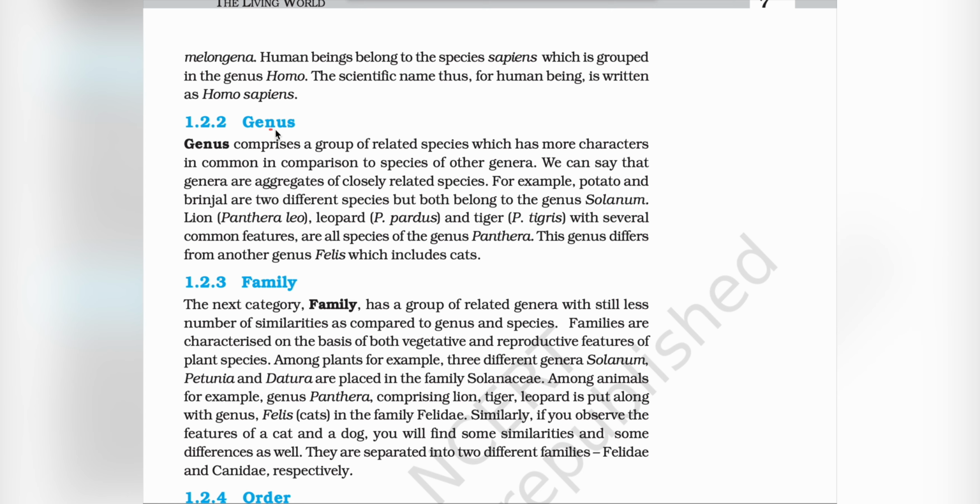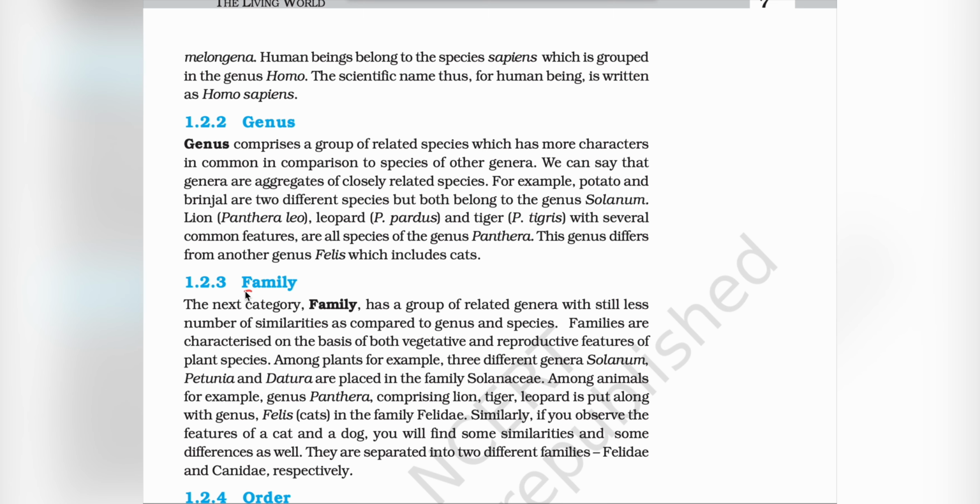The next category is genus. Genus comprises a group of related species which has more characters in common in comparison to species of other genera. We can say that genera are aggregates of closely related species. For example, potato and brinjal are two different species but both belong to the genus Solanum. Lion, Panthera leo, leopard, Panthera pardus and tiger, Panthera tigris, with several common features, are all species of the genus Panthera. This genus differs from another genus Felis, which includes cats.